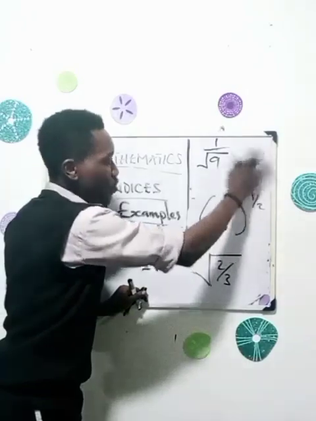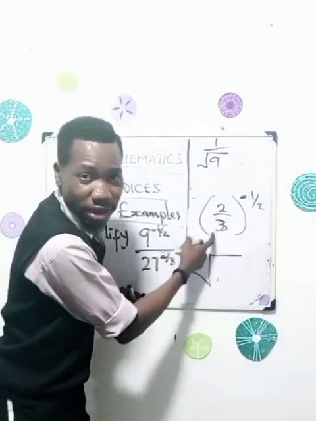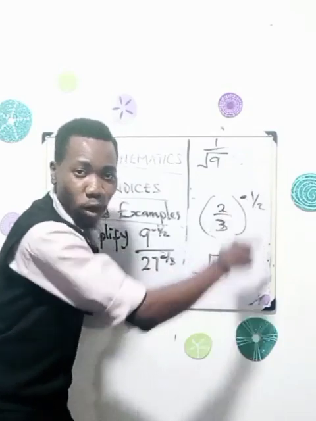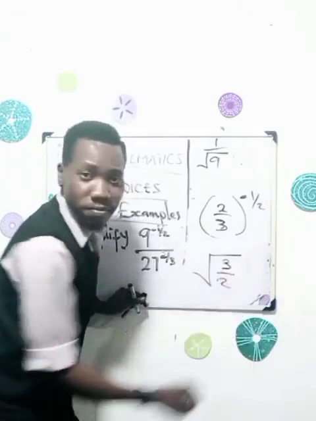So what you will just do is to flip this over. When you have a fraction like this raised to the power of negative, what you want to do is just to flip it over. It becomes 3 over 2.